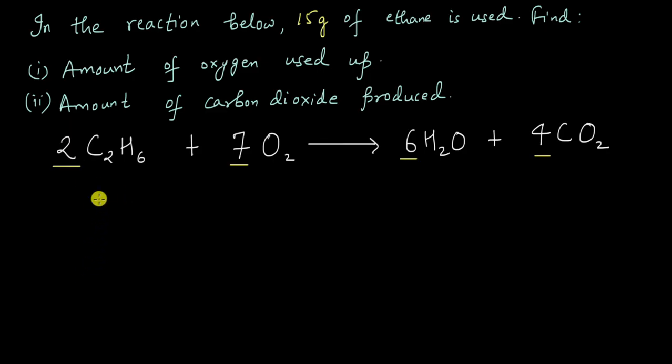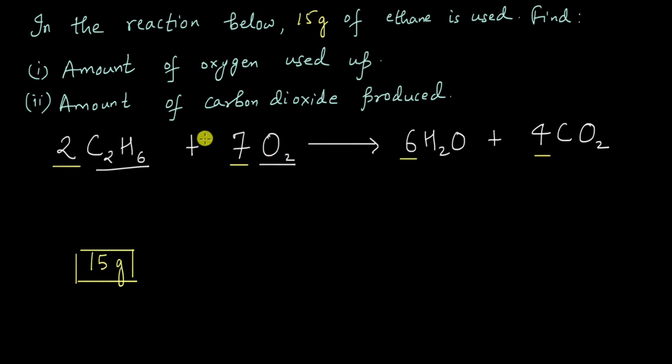So what we know here is that 15 grams of ethane is being used in this reaction. What we want to find is the amount of oxygen that is used and the amount of carbon dioxide that is produced. Okay, these numbers are telling me that if we have 2 molecules of ethane and 7 molecules of oxygen, then they can react to produce 6 molecules of water and 4 molecules of carbon dioxide. That means that the ratio of the number of molecules of ethane and oxygen will always be 2:7.